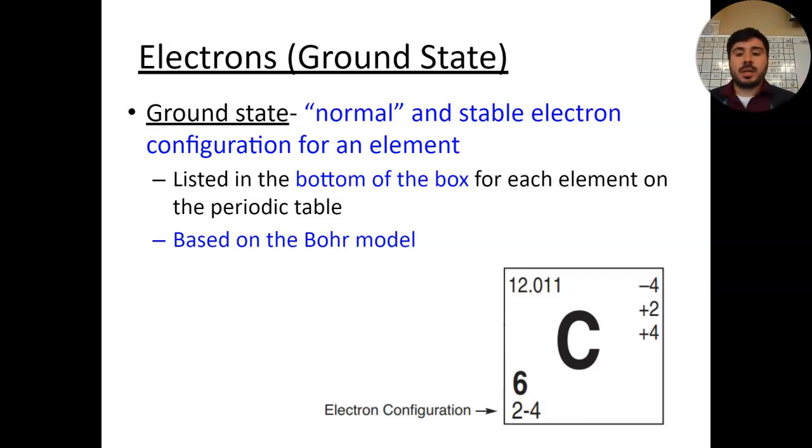Now, electrons in the ground state. This is where we're going to leave off for today. This idea of the ground state is what I touched on a little bit last chapter when I said your number of protons equals your number of electrons, and that's for an atom when it's neutral. Well, neutral is the same thing as normal or ground state, and this is where a ground state electron comes from. So ground state, what does that mean? It's essentially the normal and stable electron configuration for an element, and it's listed in the bottom of the box for each element on the periodic table.